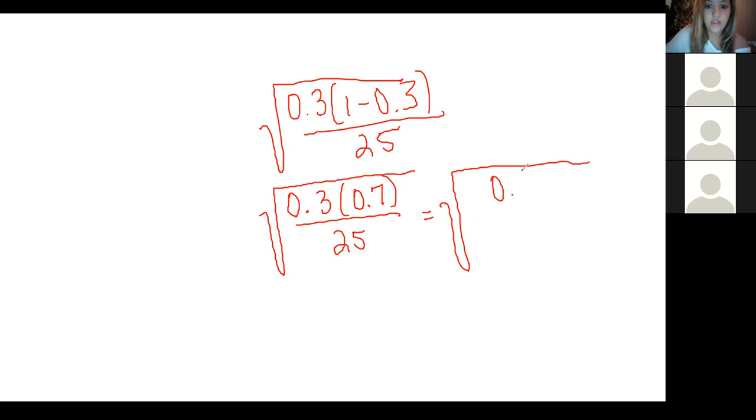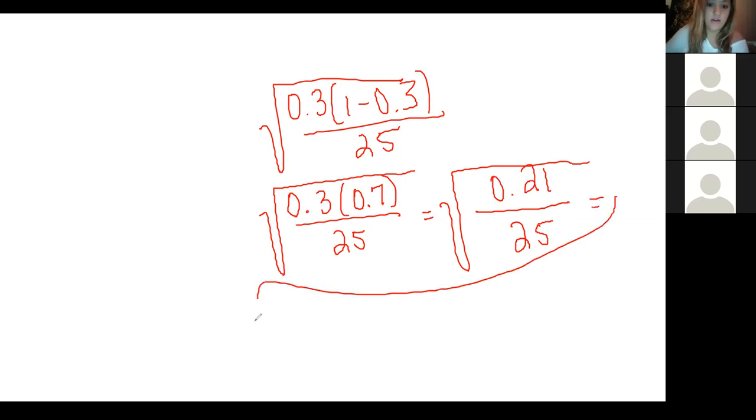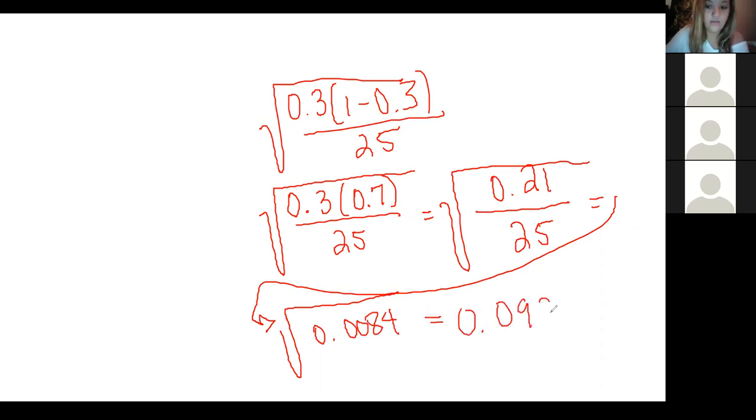So you get 0.21, I think. I can't do mental math. Let's see, 0.3 times 0.7. Yeah, okay, 0.21, and then divide it by 25. So I take 0.21 divided by 25, and I end up getting 0.0084. Then I take the square root of this, and you get about 0.092.